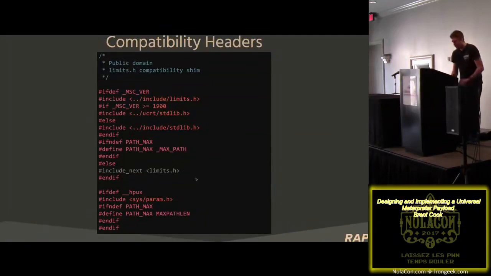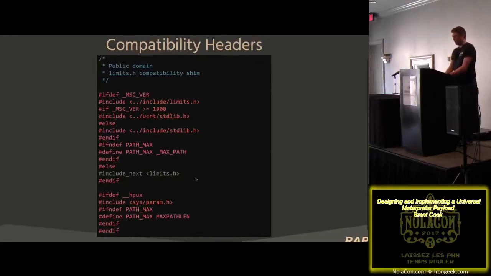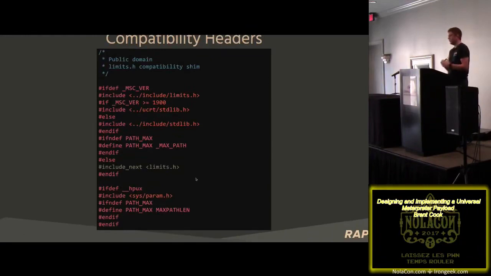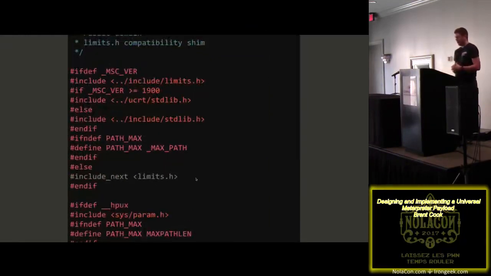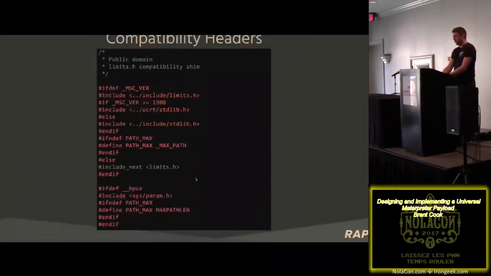I want to show you a little bit of something interesting. Here's how you can write portable C code that papers over the weirdness between different operating systems. In this particular case, we have a file called limits.h. Limits.h usually contains things like what your max path is, or how big a page size is. So how do you use limits portably across lots of different operating systems?